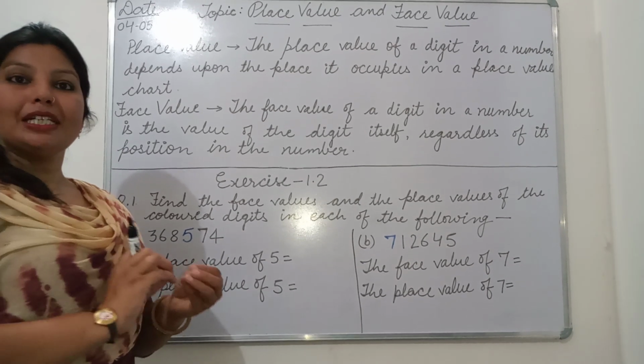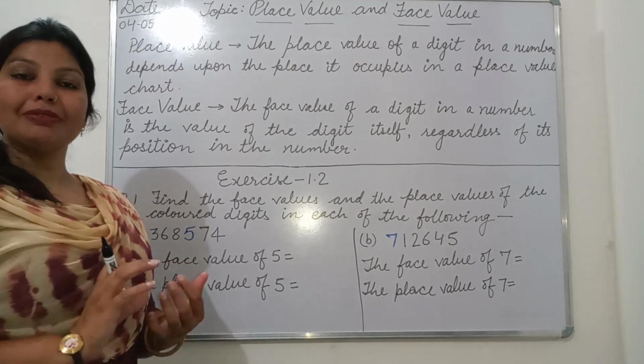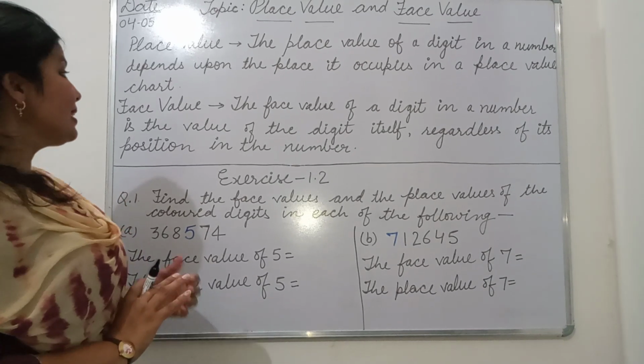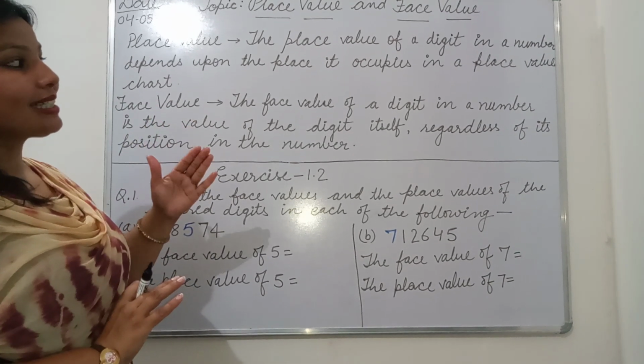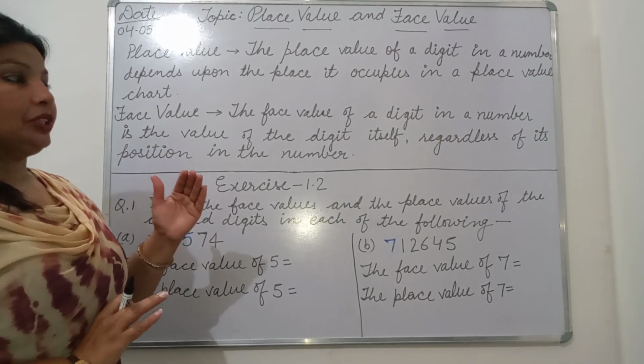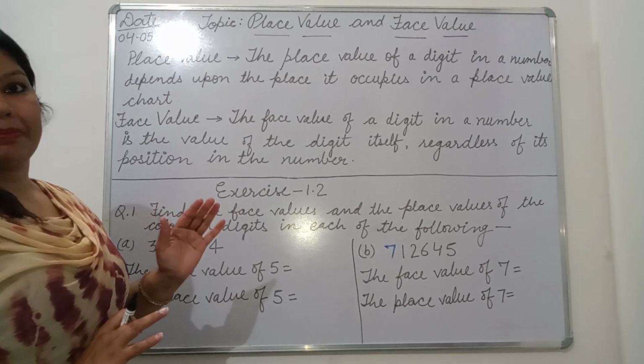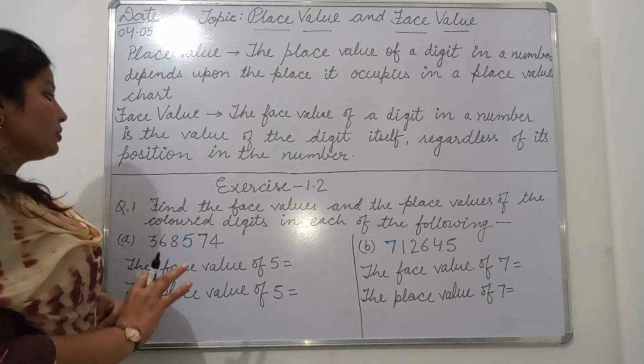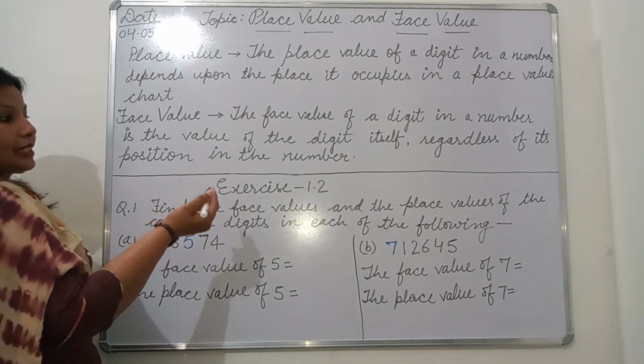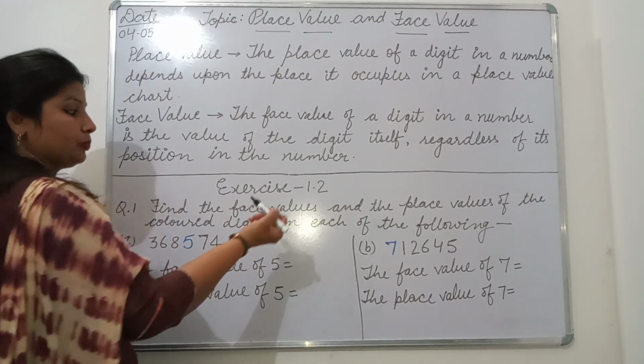If we go to our friend's house, anywhere we go, our face will remain the same. So the same way face value also remains the same, it does not change. It is on any place, but it will remain the same. Okay. So now we should start exercise 1.2.